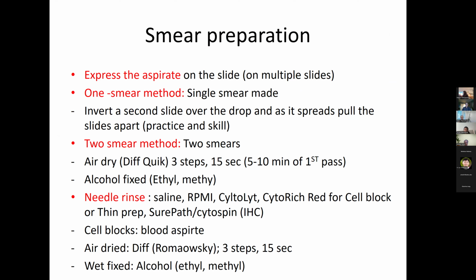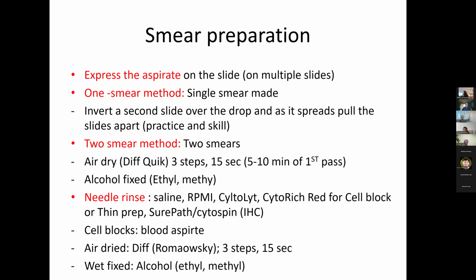The staining is very simple. There are only 3 steps involved, and the total time is probably 15 seconds for the staining. And you can interpret within 5 to 10 minutes. And then the rest of the smear, you would put it in alcohol.